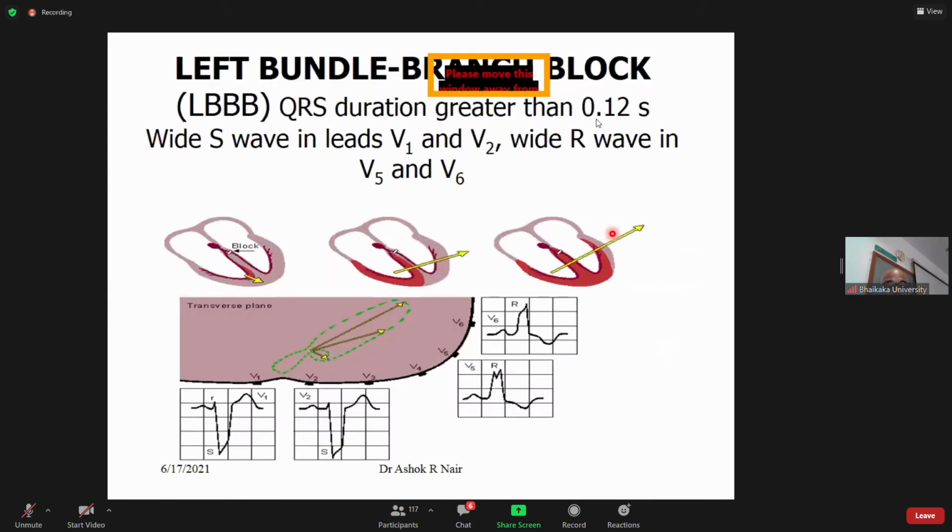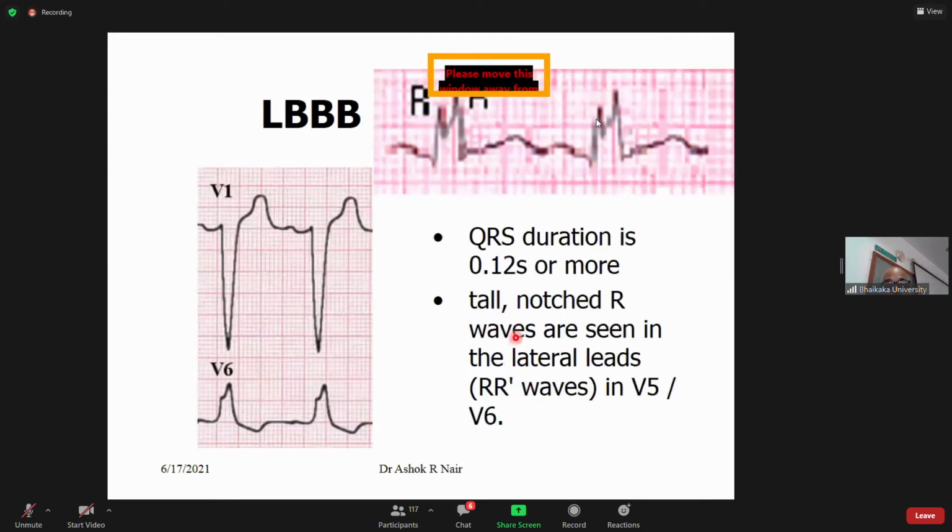Left bundle branch block. Similarly, in left bundle branch block, there's a block in the left bundle branch. Conduction will occur from the right ventricle towards the left ventricle. So the whole instantaneous vectors will change. The whole spread of activity will change. So what you'll find is a wide S wave in V1 and V2, and the QRS duration will also be prolonged. In V5 and V6 there is a wide R wave and an R prime, a notched R wave they will call it.